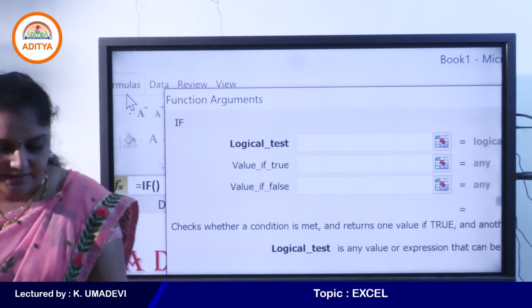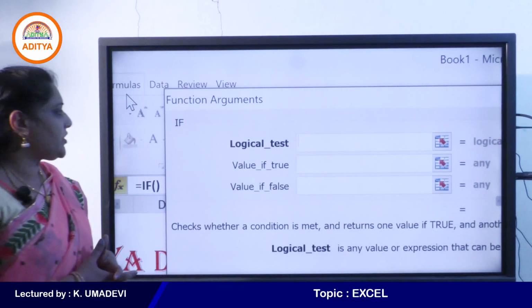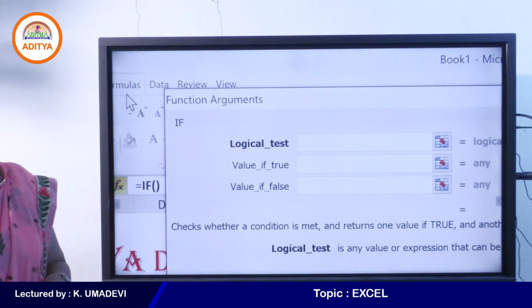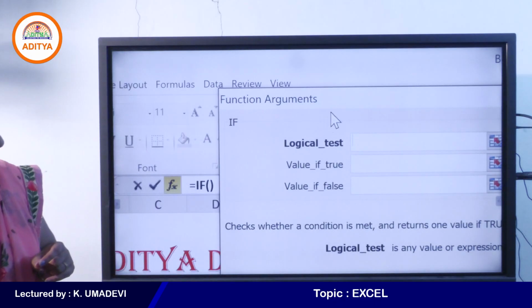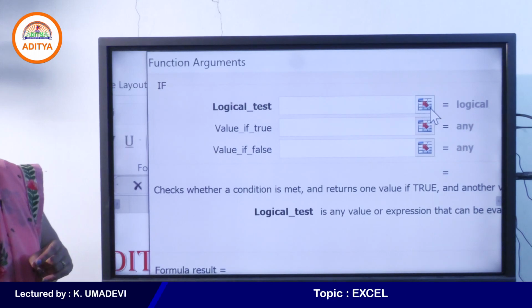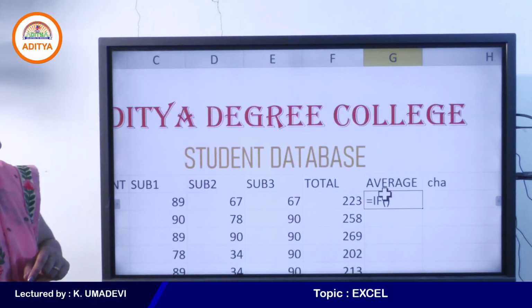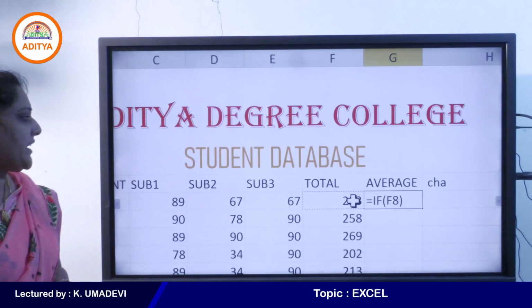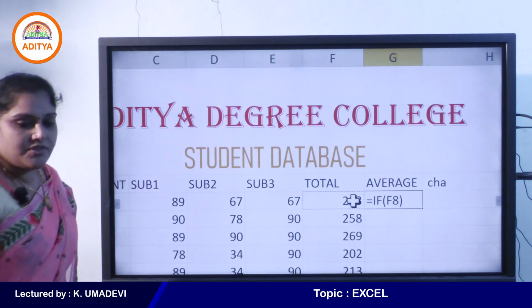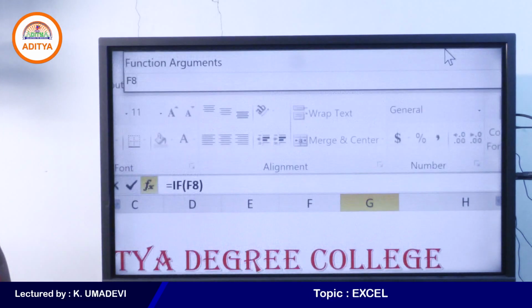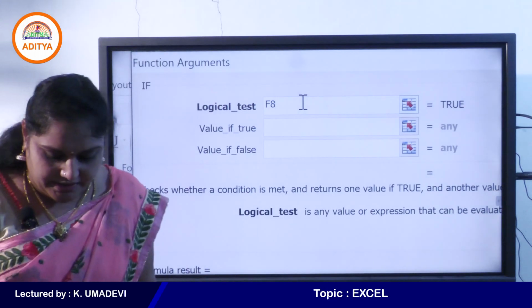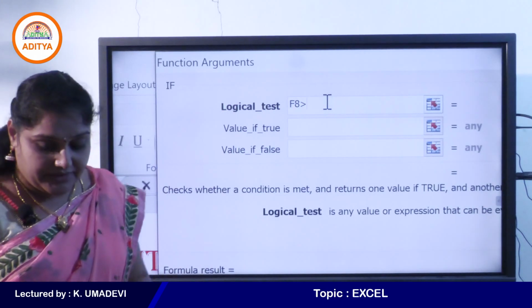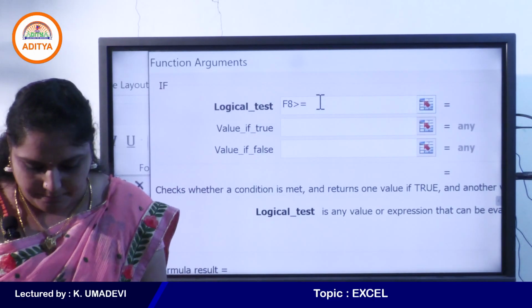So in the logical test I will enter the cell address of the total column. What is the cell address of total column, students? So C8, D8, E8 are subject cells, F8, right students? If you do not know the address, simply click on that button and go to total column. See, the cell address of the particular cell is F8, right? So now again click on that button. Now enter your condition, that is my condition is if F8 greater than or equal to, for example, 220.